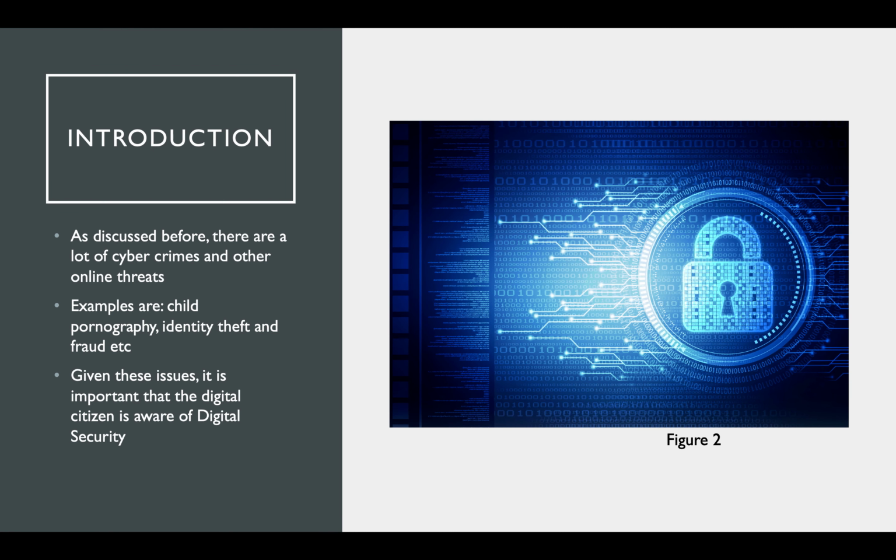So for the introduction, in your module manual, they're just discussing that there's a lot of cybercrimes out there. There's a lot of computer crimes and online threats. The examples they start off with are child pornography, identity theft, fraud, and you could probably name so many others, like maybe catfishing, hacking, stealing online, harassment, cyberbullying. They're all cybercrimes out there.